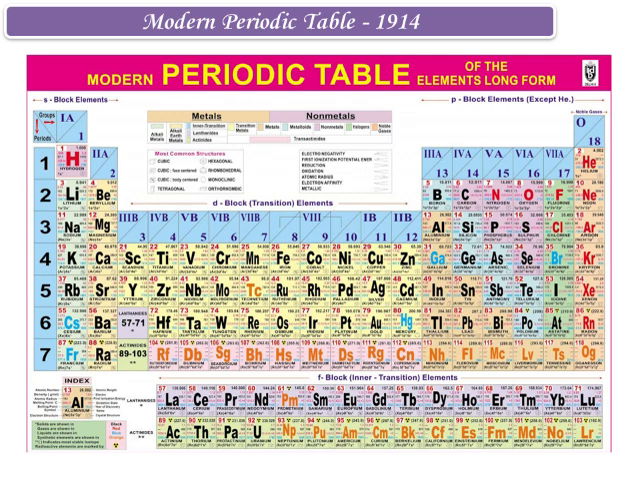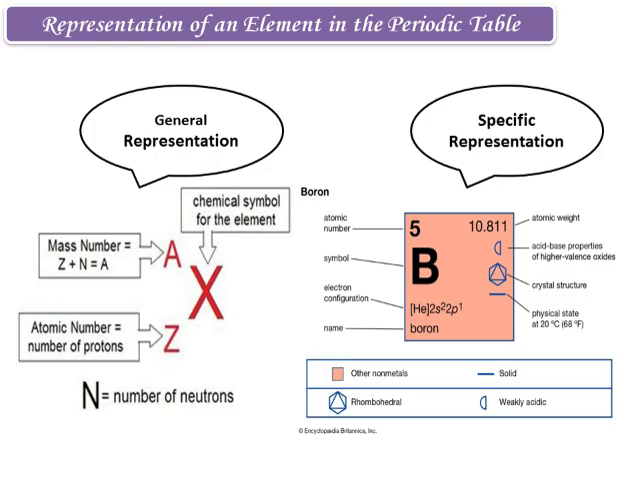The representation of an element in the periodic table: the general representation has mass number A, atomic number Z, and N. The mass number is represented as A. The chemical symbol of the element is X, and the atomic number, the number of protons, is Z. N is the number of neutrons. Now see boron, the specific representation: boron symbol, atomic number 5, atomic weight 10.811, the acid-base properties of higher valency oxides, the crystal structure, physical properties, name, and electron configuration. You can see all the examples.